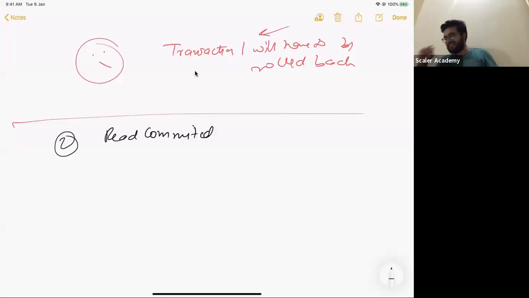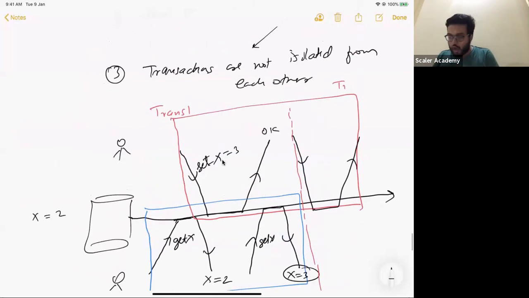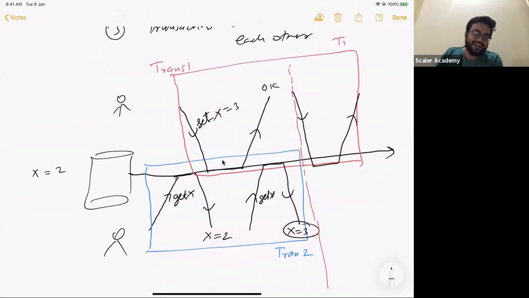Okay. Cool. So let's now come to the read committed isolation level. The read committed isolation level has two guarantees. The first guarantee is that any data that you read will be committed. Does that make sense? So any data that you read will be committed. So the problem that we saw here, where the user's data was read and then rolled back, that won't happen here because you can only read data once it's committed. Does that make sense to everybody?